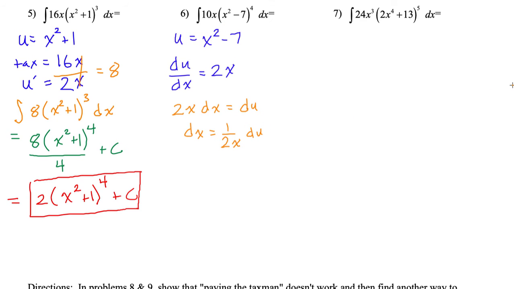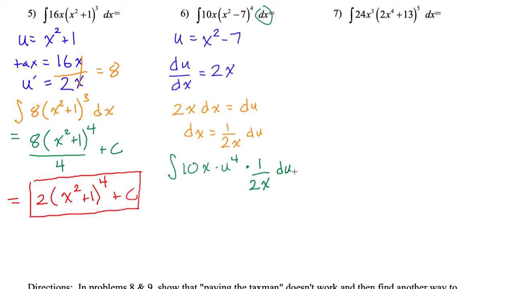This new integral becomes, I'm going to rewrite everything, 10x out front. But now the inside changes. This is no longer x squared minus 7. This x squared minus 7 is u. So I'm just going to write u here, times u to the power of 4. I don't need parentheses. I can drop them because it's just u to the power of 4. And then this dx now changes to 1 over 2x times du. So times 1 over 2x du.